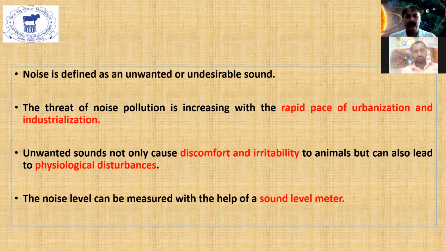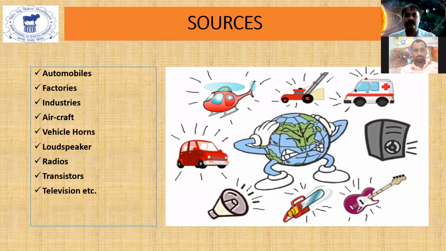So generally the sound level and the noise level is measured by the use of an instrument called a sound level meter, and some other instruments that we have to discuss later on. There are certain well-known sources of sound or noise: automobiles, various types of factories or industries, aircrafts, vehicle horns, loudspeakers, radio, transistor, television, and each and everything nowadays we can see in our day-to-day use also. Along with this, a lot of things are available for unwanted noise pollution.